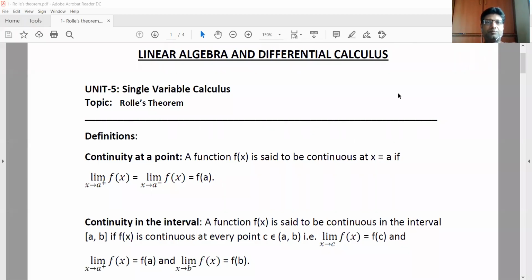Hello, welcome to the fifth unit, single variable calculus. In this video, we are going to see about Rolle's theorem. Before going to the statement of Rolle's theorem, let us see some definitions related to Rolle's theorem.